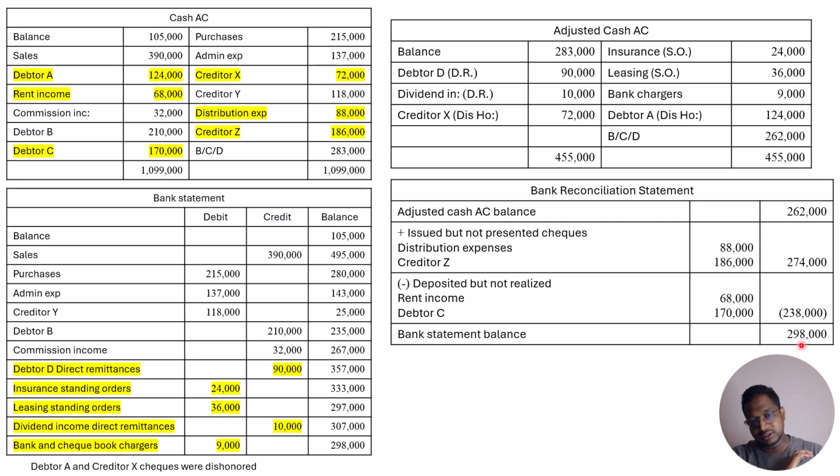So if you record these all correctly, if you prepare the adjusted cash account and the reconciliation statement correctly, at the closing point the balance should be equal to the bank statement balance that appeared in the bank statement that you received, right? So that's how.